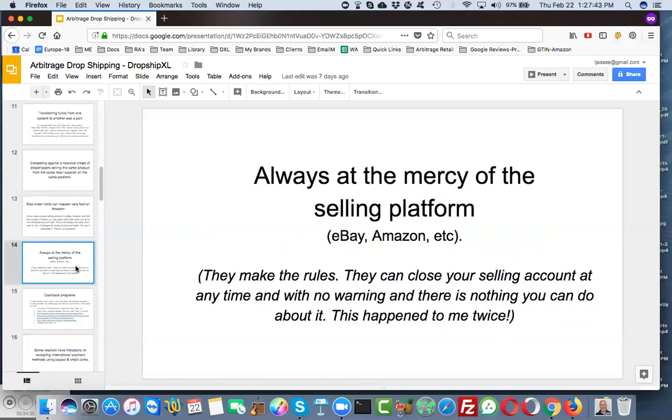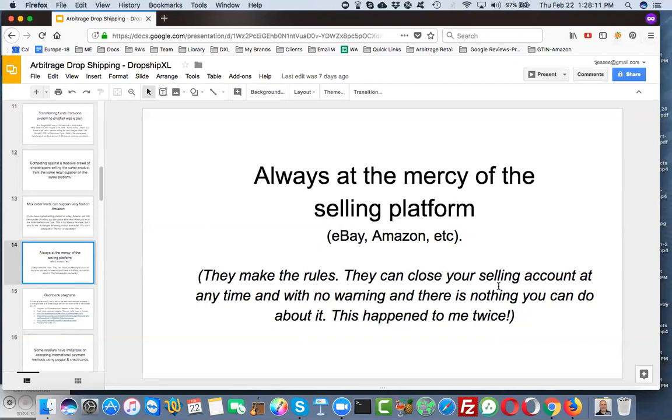The next con of retail arbitrage is that you're always at the mercy of the selling platforms such as eBay and Amazon. They make the rules, right? I share the example of building a house on someone else's land. They set the rules, and decide what happens with that piece of property and your house. But if you own the house, then you can control those rules. You set them.